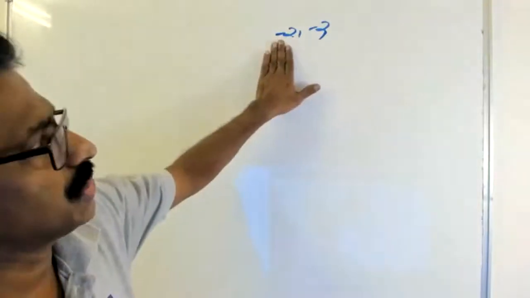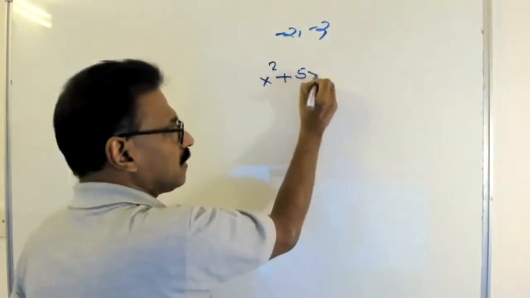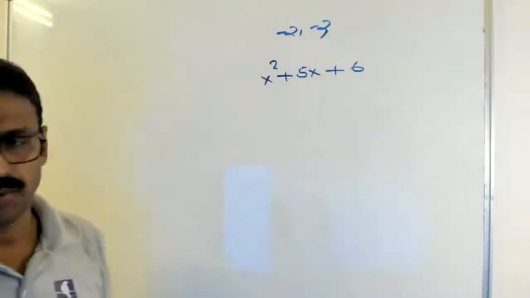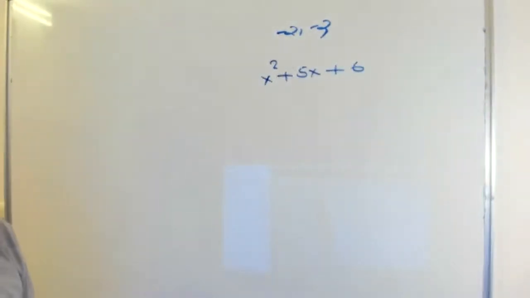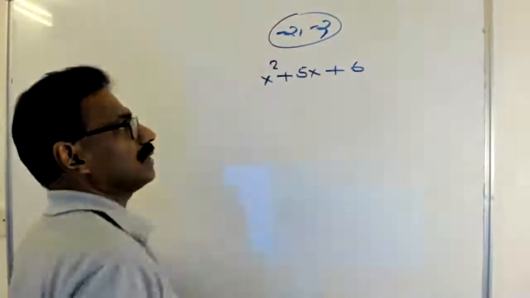Minus 2, minus 3. We know that the polynomial is x square plus 5x plus 6. This is the polynomial. So why are we saying that minus 2 and minus 3 are the zeros?